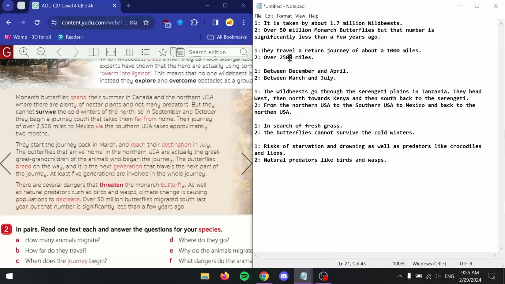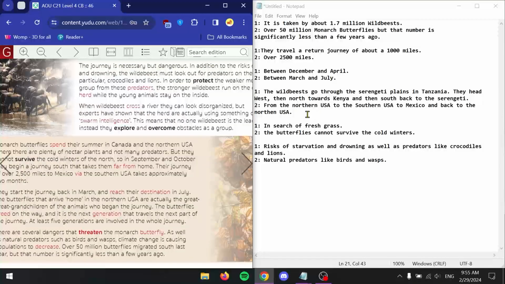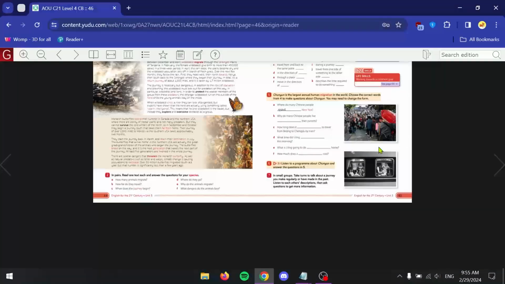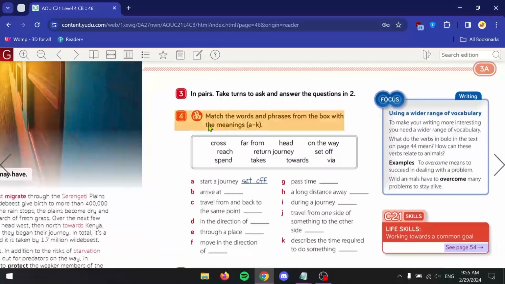Okay, so these were the questions. You can screenshot this if you like. I've done it for both texts. Compare your answers to the one that you chose, and if yours is a little off, make sure you correct that. Okay? All right.